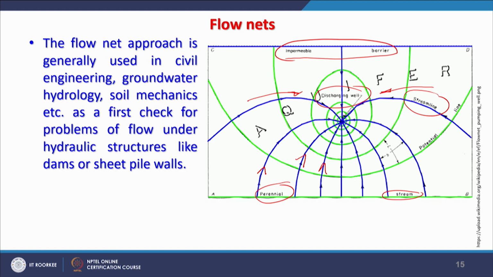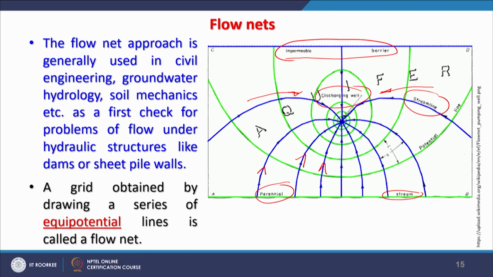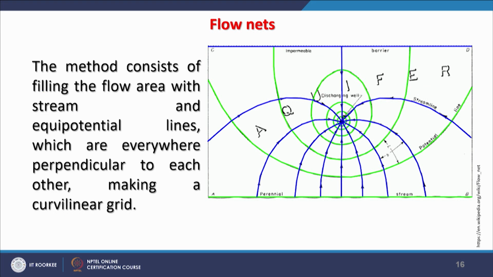So, the flow net approach is generally used in civil engineering, groundwater hydrology, soil mechanics, etc., as a first check for problems of water flow or flow under hydraulic structures like dams or sheet pile walls. So, a flow net is applicable in many areas, which you are seeing here also. A grid obtained by drawing a series of equipotential lines or contour lines is called a flow net. This method of flow nets consists of filling the flow area with stream and equipotential lines.